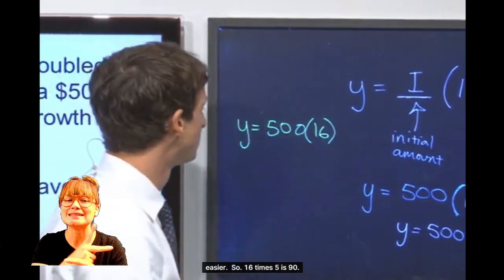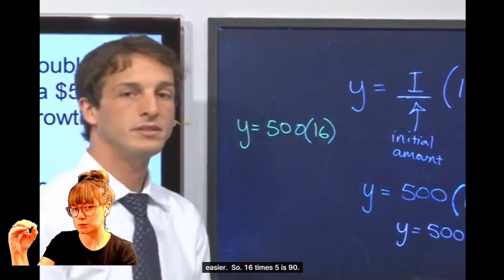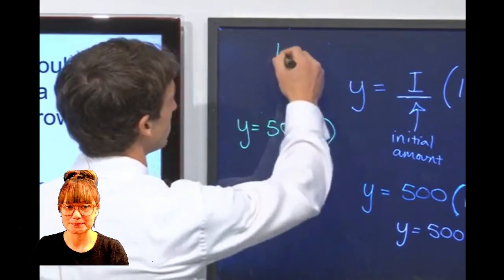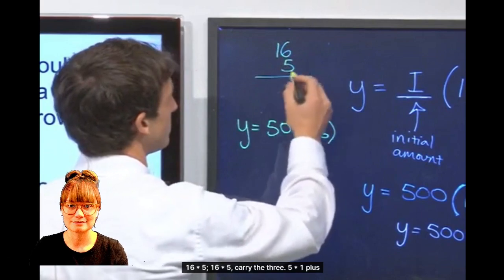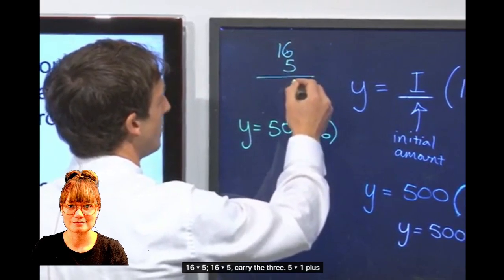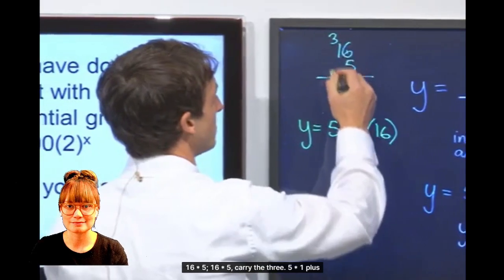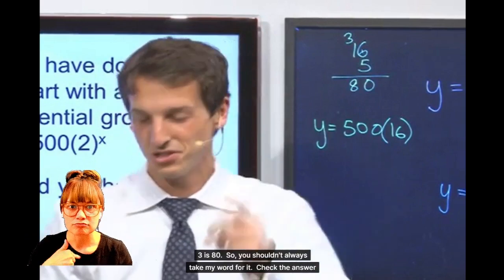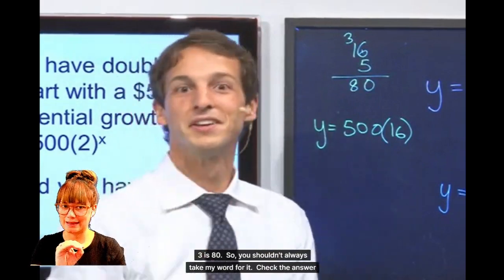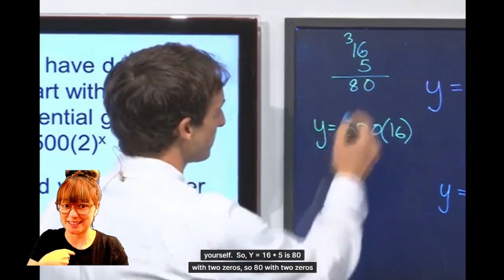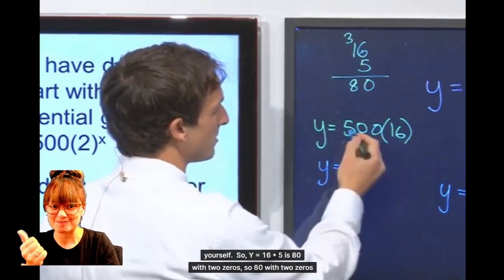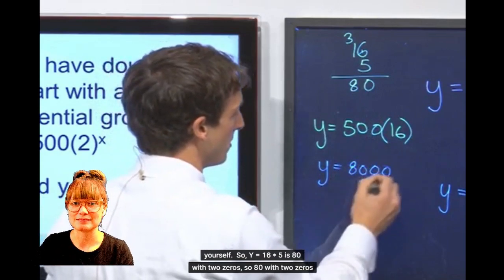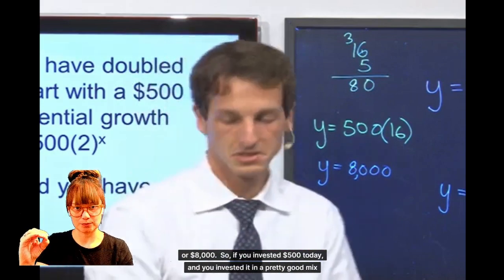That'd be easier. So 16 times 5, carry the 3. 5 times 1 plus 3 is 8, so 80. So you shouldn't always take my word for it. Check the answer yourself. So y equals 16 times 5 is 80 with 2 zeros. So 80 with 2 zeros, or $8,000.